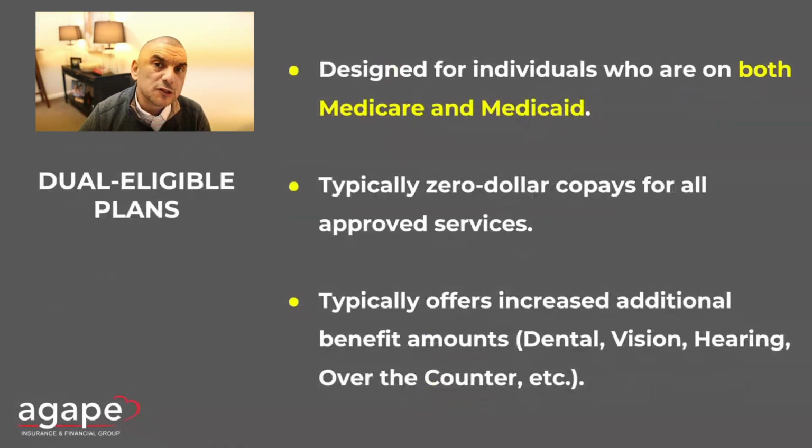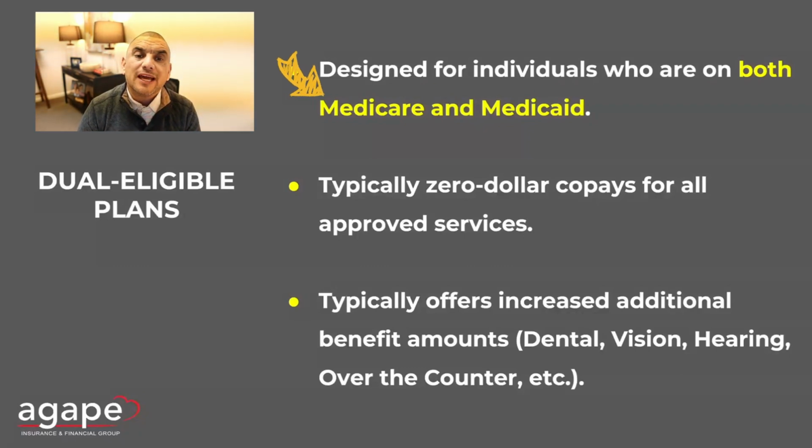Let's talk about dual eligible plans just for a second. These are a Medicare Advantage plan on steroids, if you will. They're designed for individuals who have both Medicare and Medicaid. If you have Medicare and Medicaid, there is a special plan that you will want to go on. That's going to be the best situation for you.